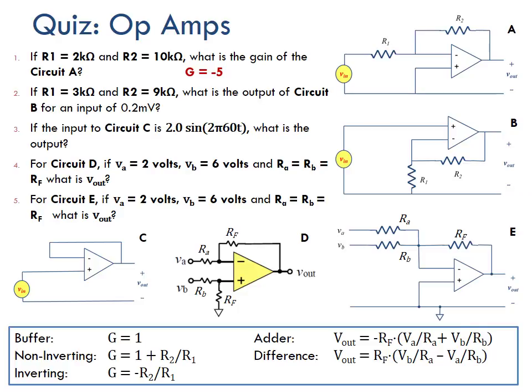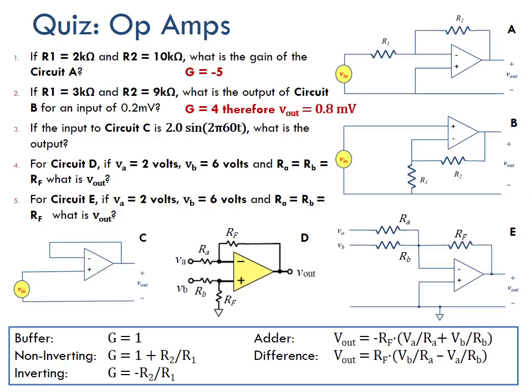So this is a non-inverting amplifier. And therefore, for a non-inverting amplifier, we've got 1 plus R2 over R1 as our gain. R2 is 9, divided by 3 is 3, gain of 4. So we're going to take the 0.2 millivolts and multiply that by 4. And that's going to bring us up to 0.8 millivolts as our V out. Cool. We're going to look at number 3 now.